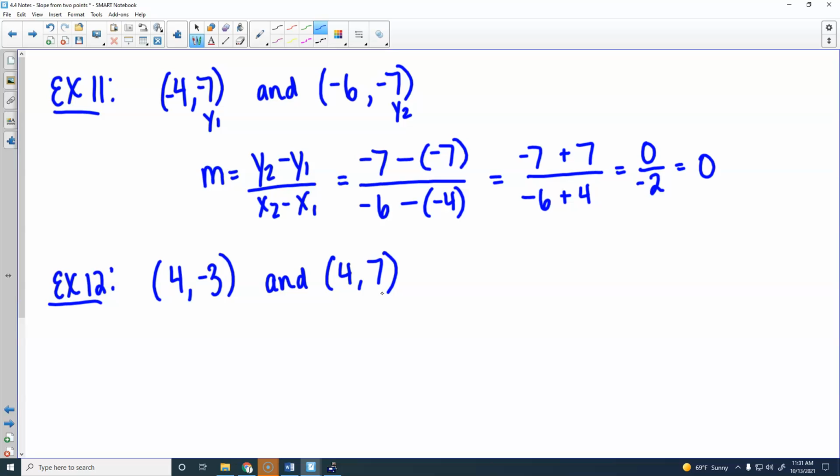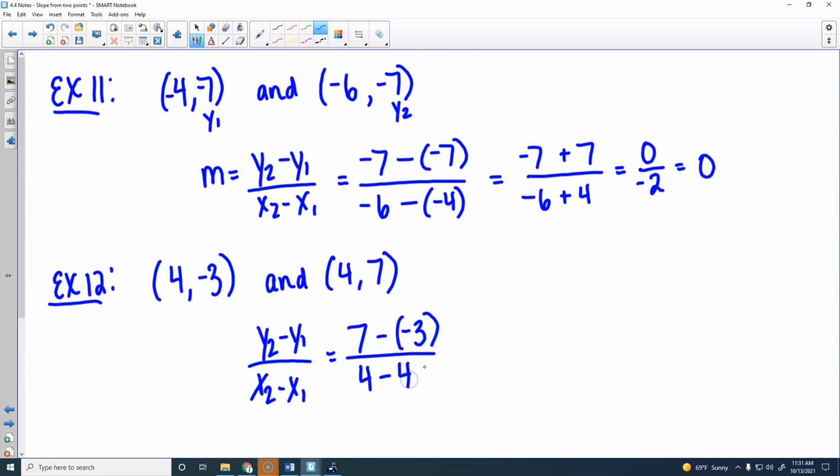Okay, I'm hearing it's going to be undefined. Why do you say that, Katie? X is repeating here. So when I do y2 minus y1 over x2 minus x1, I'm going to have 7 minus -3, which is going to turn into 7 plus 3. But on the bottom, I'm going to get 4 minus 4. Okay? So that's going to give me 10 on the top, but in the bottom I get 0. This is undefined.